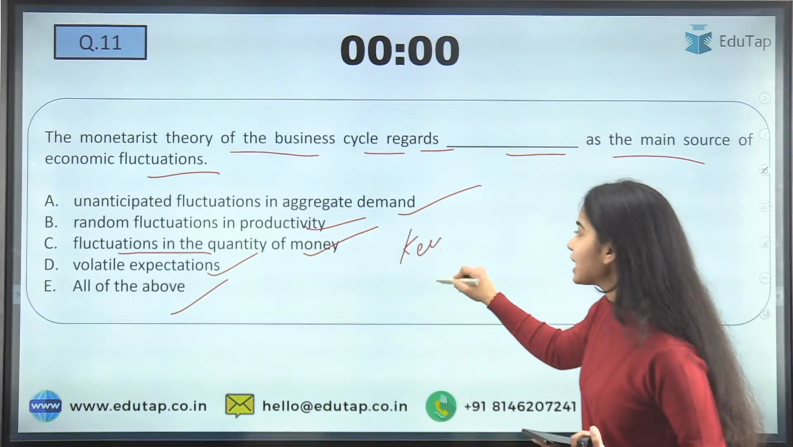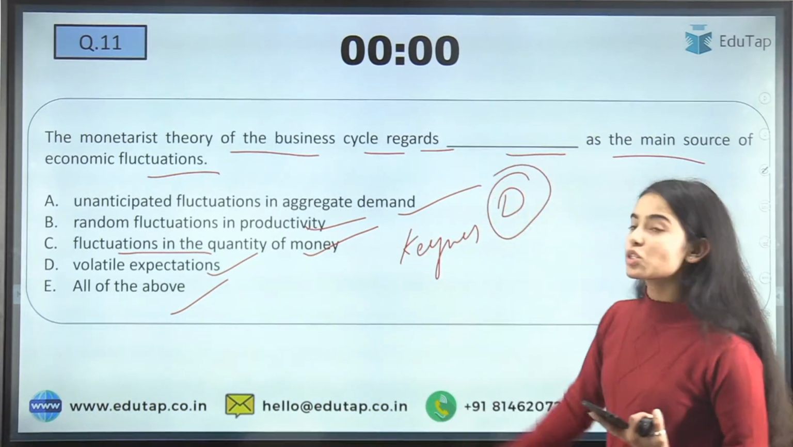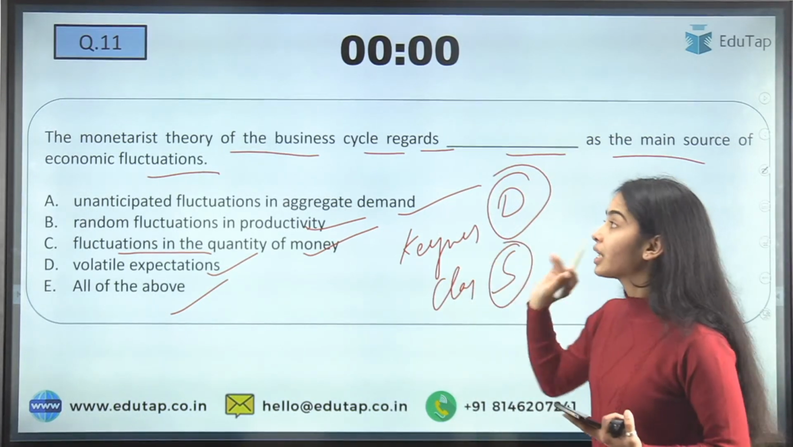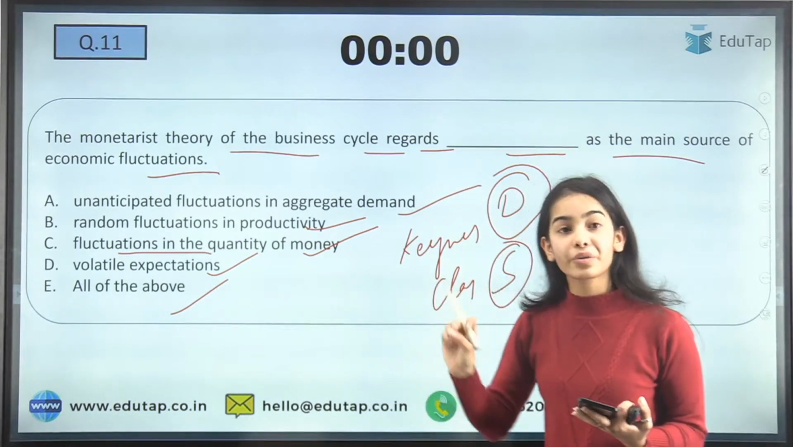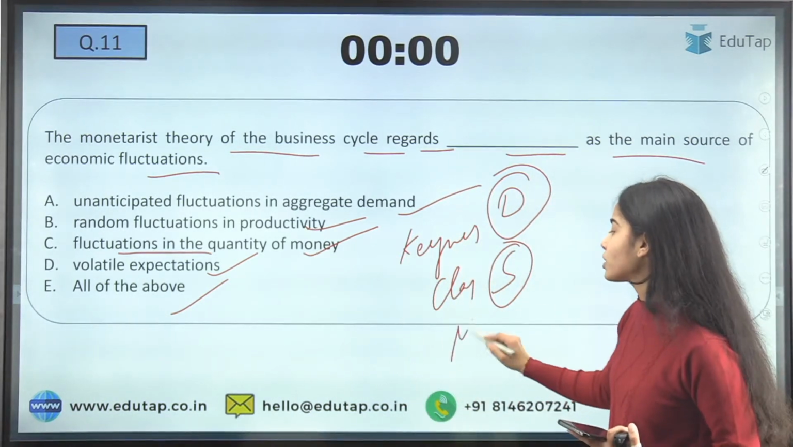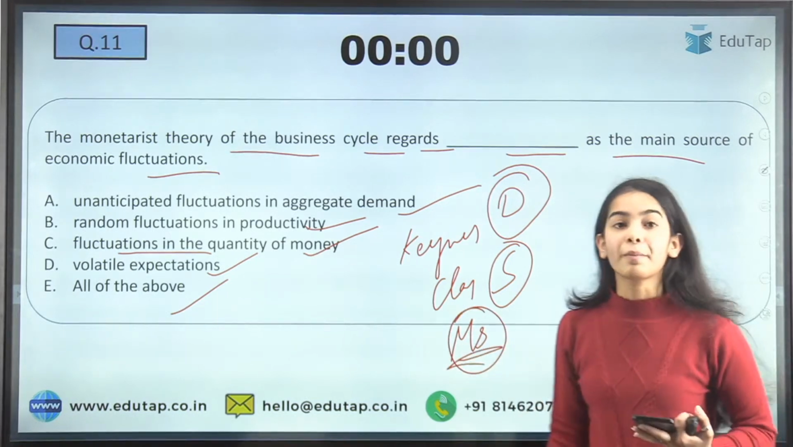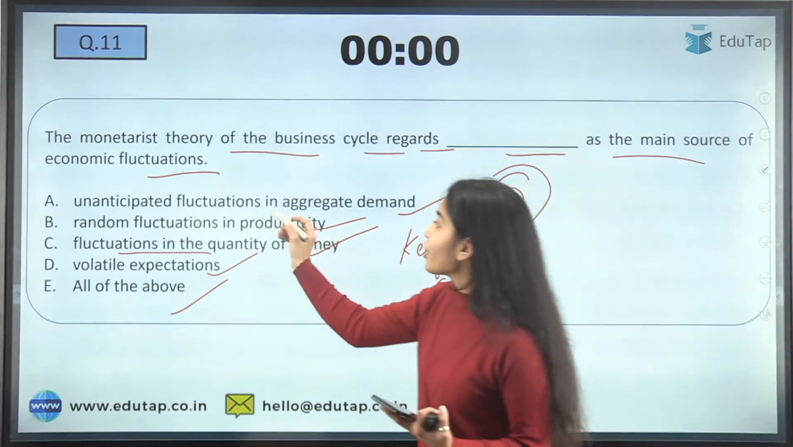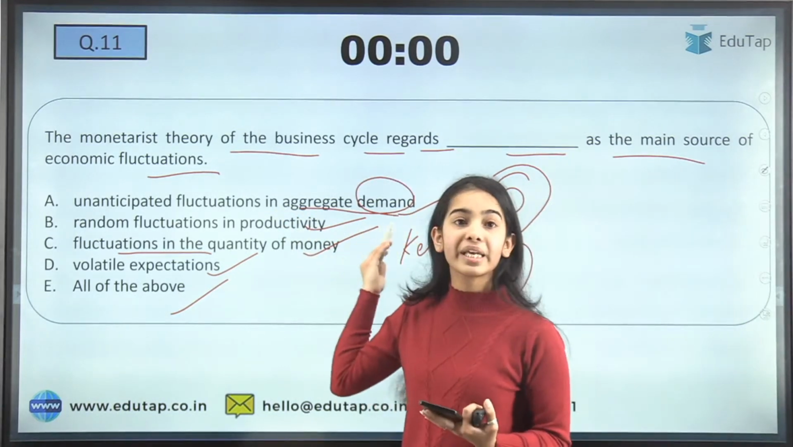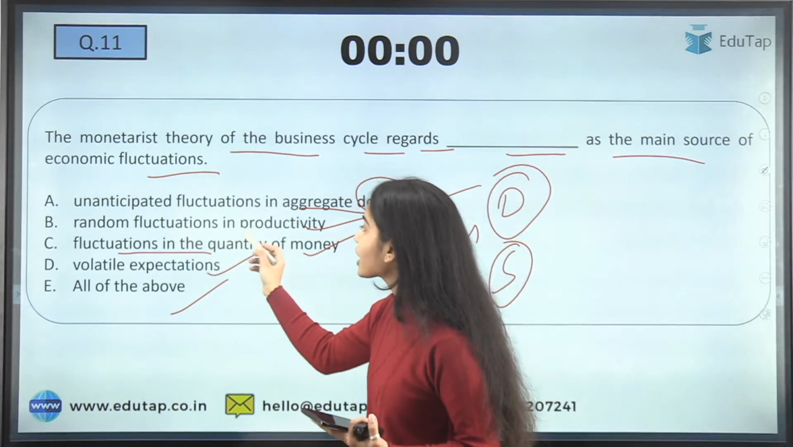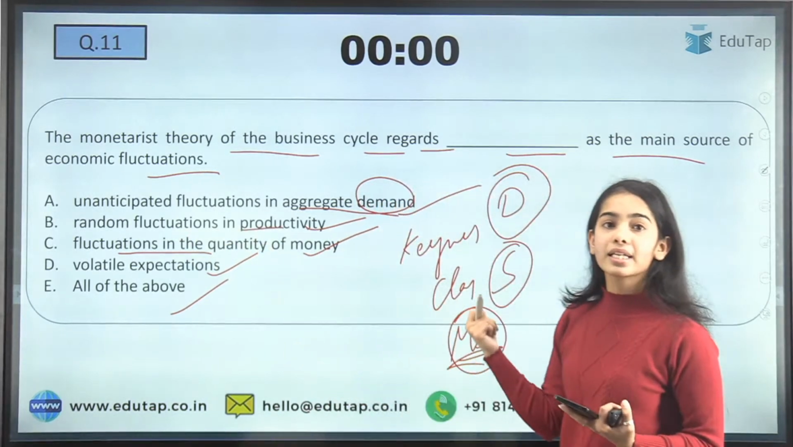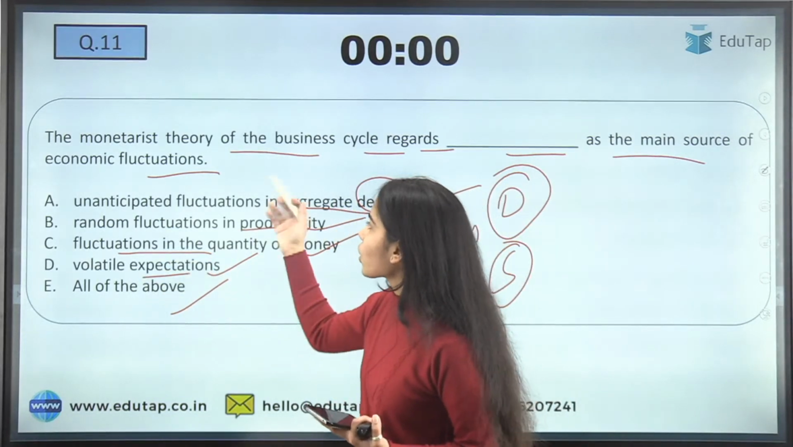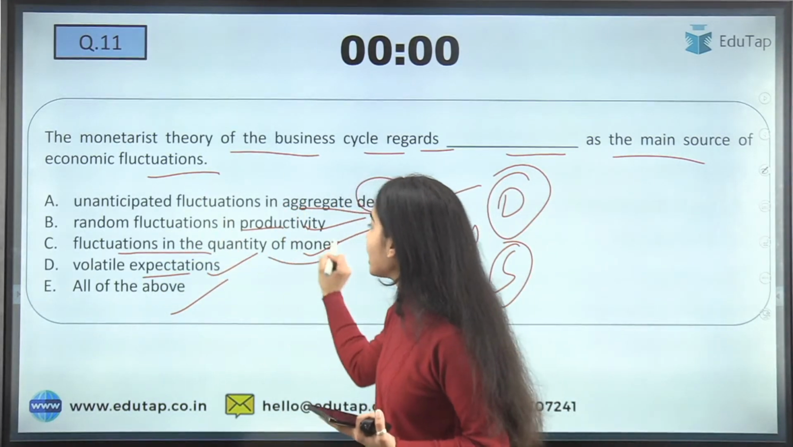According to Keynes, whenever Keynes comes, just say that he is talking about demand. Classicals, they are talking about supply. When it comes to monetarist theory, monetarist economists are always talking about the money supply. They are always talking about the money. So this is how you can differentiate between the three. When the aggregate demand is coming, it must be Keynes that is saying it. Fluctuations in productivity, that is the later, modern economists. Then volatile expectations, it is not volatile expectations, it should be money.